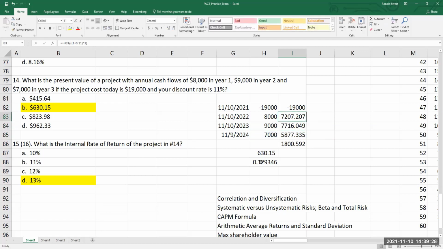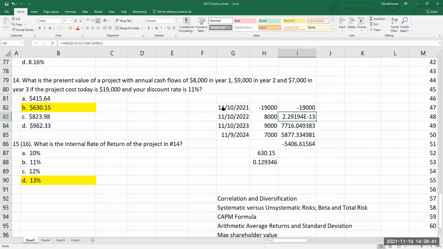Another thing you can do, which I think is really pretty cool, if you got the dates in there, you don't have to raise it to the first. You can actually raise it to the date minus the beginning date and lock that beginning date in.